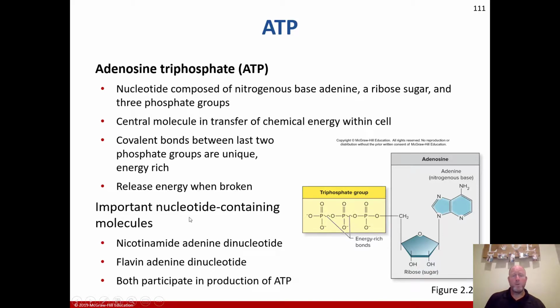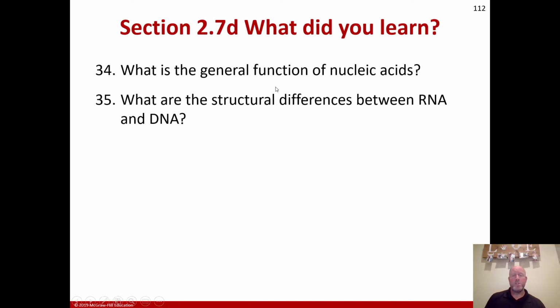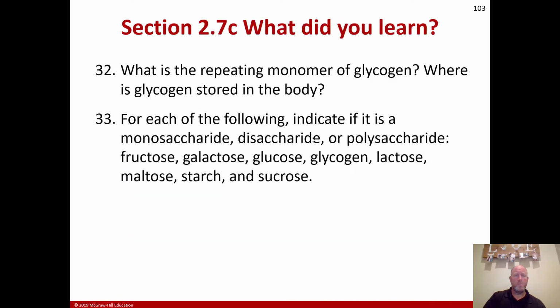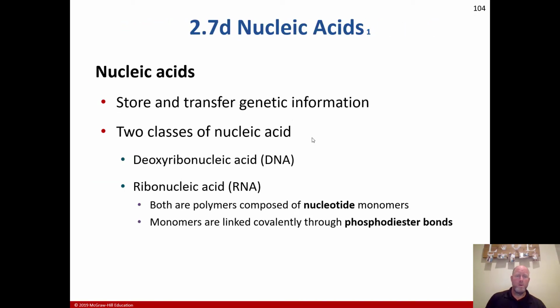That said, it's an important nucleotide. Other molecules that are going to be helping out here are nicotinamide adenine dinucleotide, or NAD, as well as flavin adenine dinucleotide, or FAD, and both participate in production of ATP. So what's the general function of nucleic acids? Nucleic acids form, as you will note again here, good old genetic information, right? DNA and RNA primarily. We don't typically think of that for ATP, but certainly for DNA and RNA.